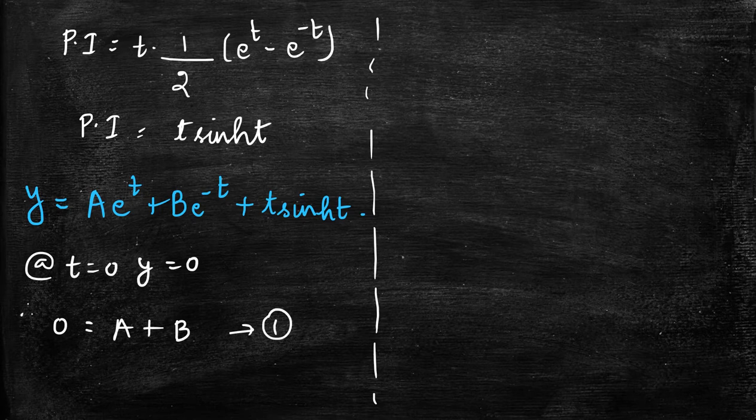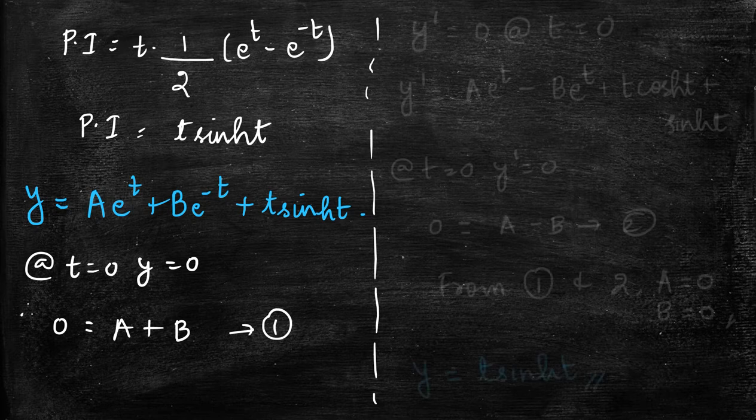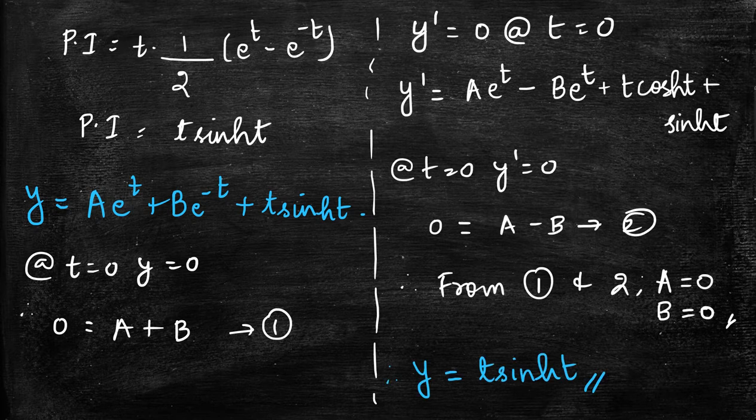Now we have to apply the boundary conditions. On applying that, I get these two equations, and from these 1 and 2 I can find that a is equal to 0 and b is equal to 0. Then when you substitute these constant values in your y solution, you get y to be t sinh t, because the first two terms will go to 0.